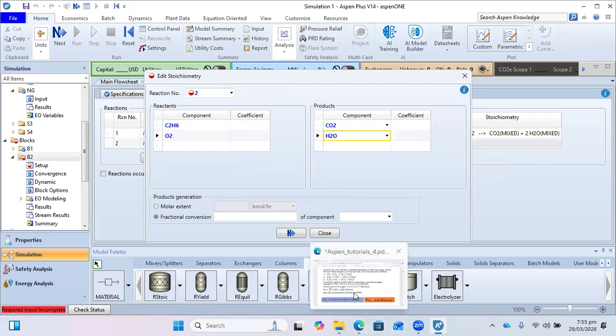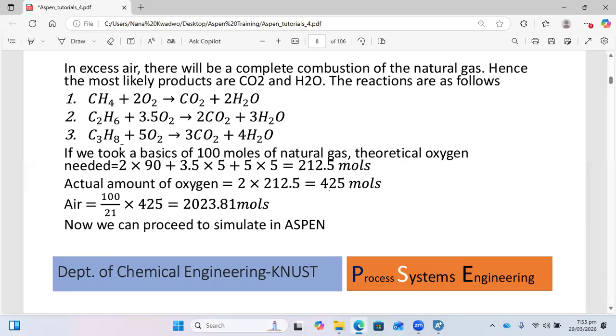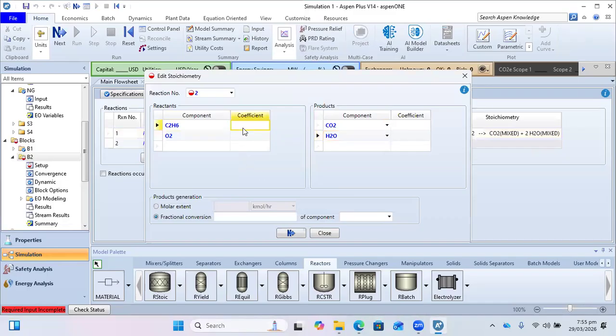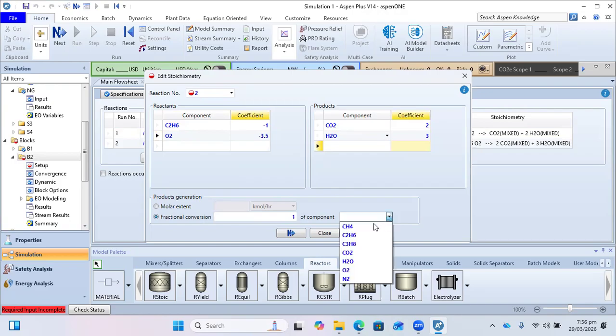So if we should check the coefficients, it's 1, 3.5, 2, 3. Okay, so 1, 3.5, 2, and 3. So once again, the conversion is going to be 1 for ethane because we expect all of it to be converted if the oxygen is in excess.